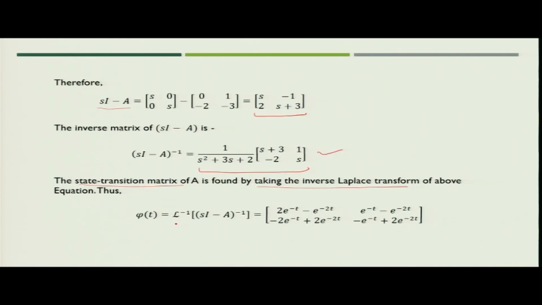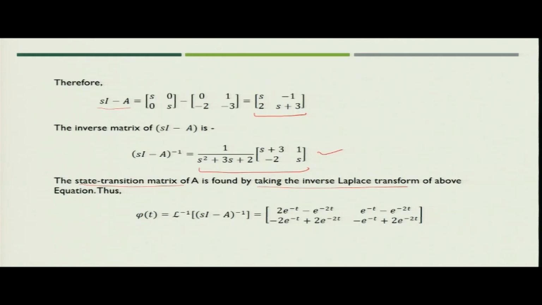So, when you take the inverse Laplace transform, what do you get? You get the matrix having components 2e to the power minus t minus e to the power minus 2t. Then next is e to the power minus t minus e to the power minus 2t. Third component is minus 2e to the power minus t plus 2e to the power minus 2t, and fourth one is minus e to the power minus t plus 2e to the power minus 2t. So, this you can simply get by taking the inverse Laplace transform of the matrix.